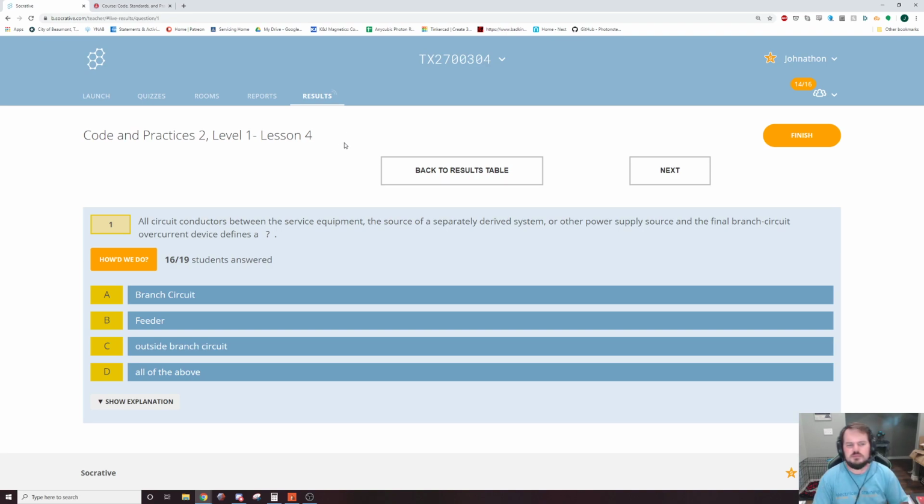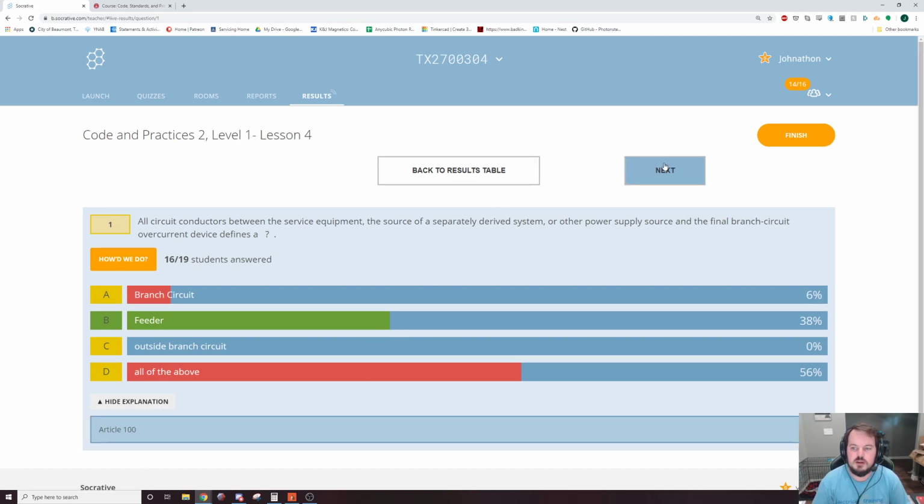So we have all circuit conductors between the service equipment, the source of a separately derived system, and other power supply source, and the final branch circuit is a feeder. This is in Article 100, the definition of a feeder.